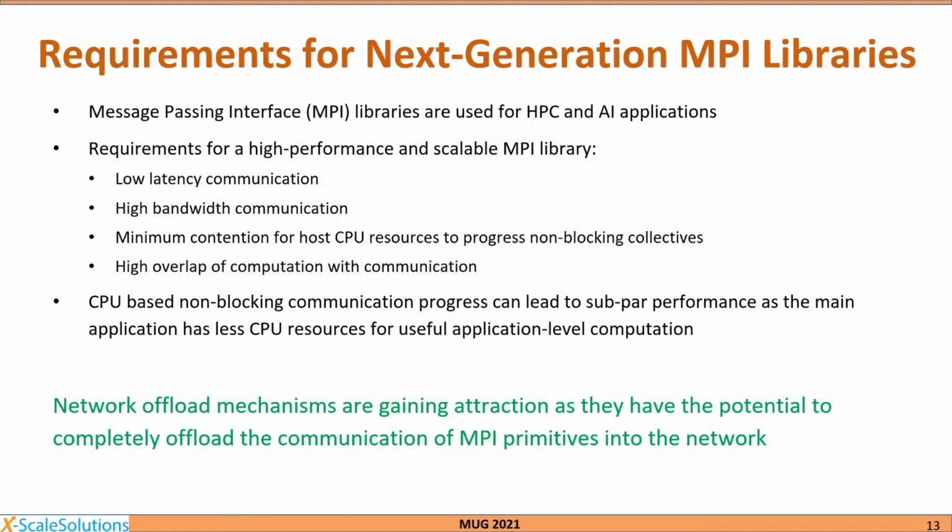We try to achieve more overlap if possible, but we also have to be conscious, when we try to do this overlap, to avoid resource conflicts between the two. We don't want to take too much resource away from what can be used to speed up computation as well. CPU-based non-blocking communication progress can lead to subpar performance because of resource contention at the CPU, if we use a separate CPU thread on the host to do this progress.